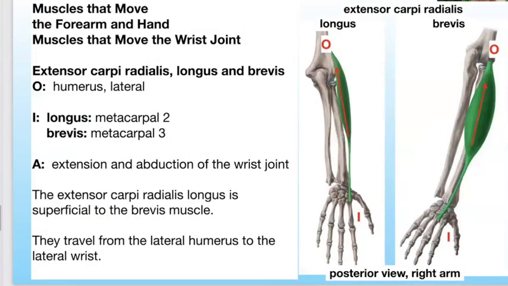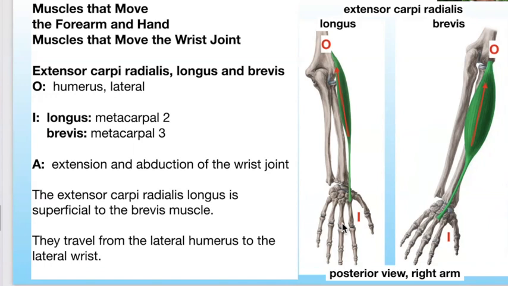And now the extensors. The extensor carpi radialis has a long muscle and a short muscle. They're actually separate, but you can group them together. The origin is the humerus, the lateral humerus. The insertion of the longus is metacarpal 2, and the insertion of the brevis is the metacarpal 3. The action is extension and abduction of the wrist joint. The extensor carpi radialis longus is superficial to the extensor carpi radialis brevis. They travel from the lateral humerus to the lateral wrist.